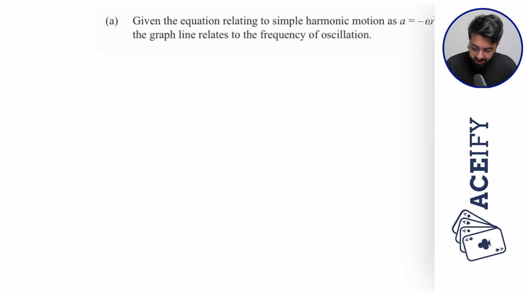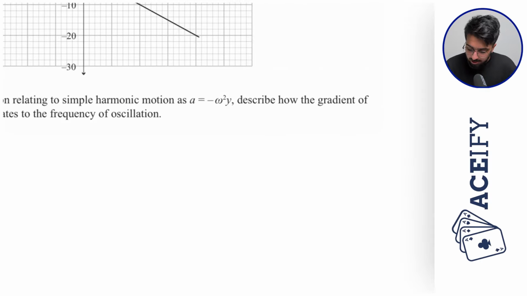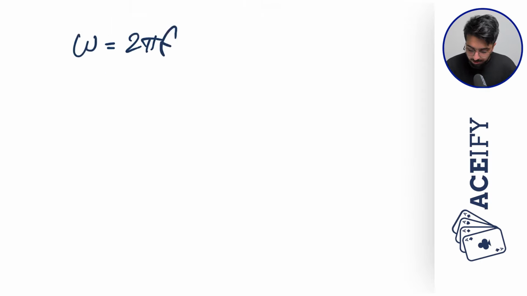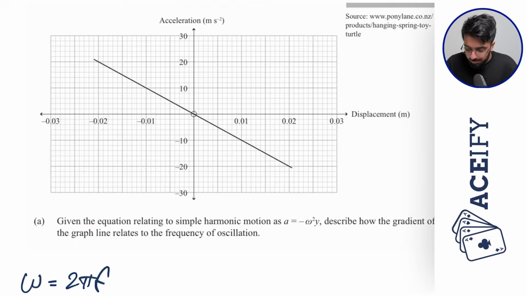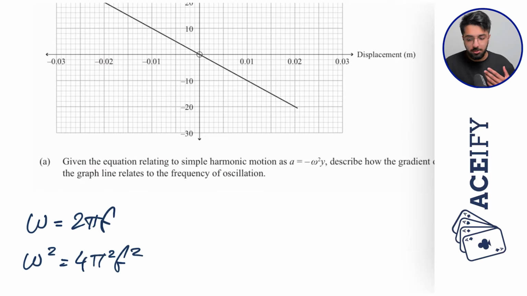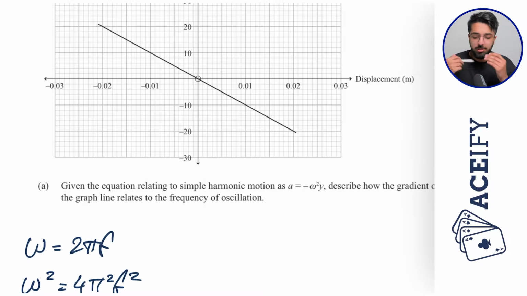Okay. So we should know that our omega is equal to 2 pi f, okay? And in this case, our omega is omega squared, and so therefore omega squared is equal to 4 pi squared f squared, okay? And as we can see, this gradient is linear, and therefore we should remember from our math courses that if we have a linear gradient, that means the gradient is constant, right? We should know that because if we differentiate a linear graph, we get a constant number back, right?